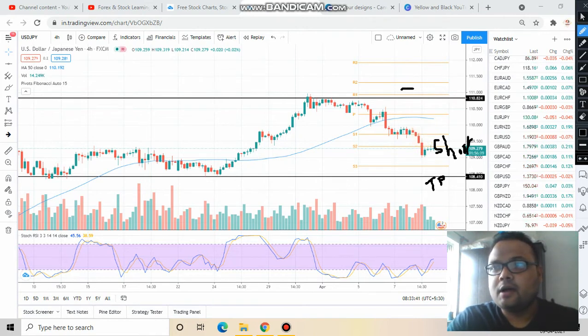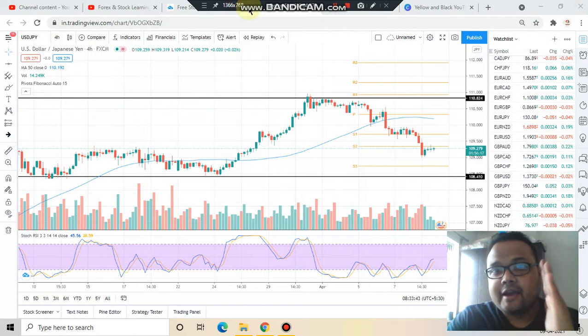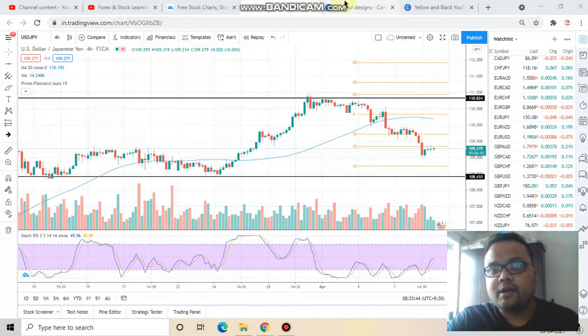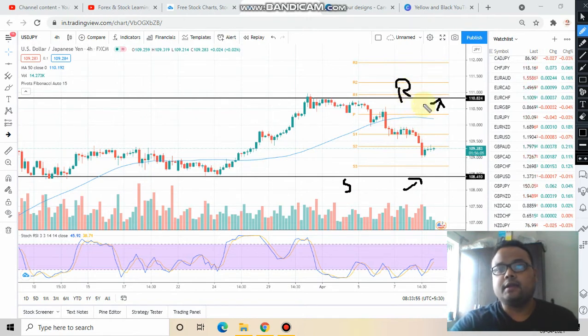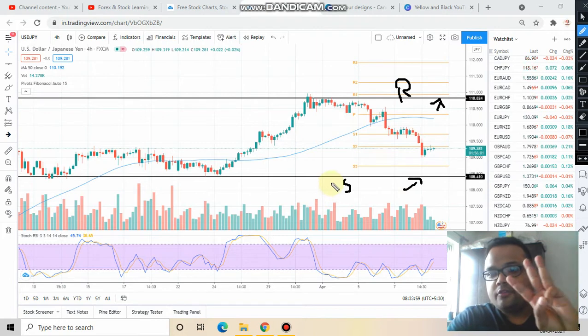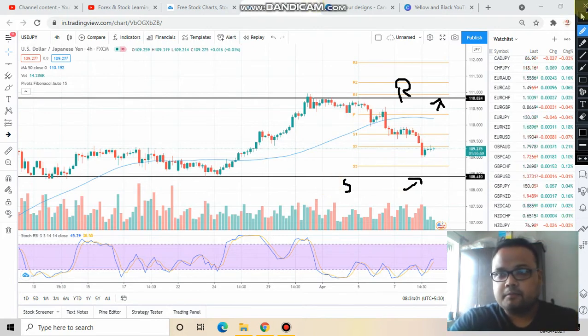So wait for the market, have proper discipline. Wait for the market either to reach this level or this level. As of now, this is the support for the market and this is the resistance for the market. I'll be giving you 3 trading possibilities here. The market is right now trading here.